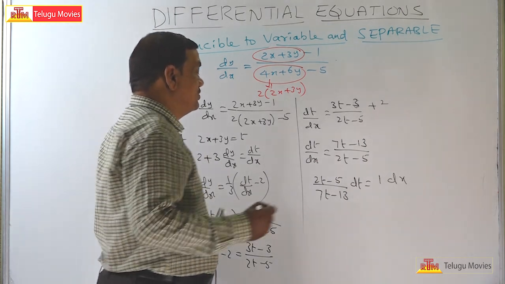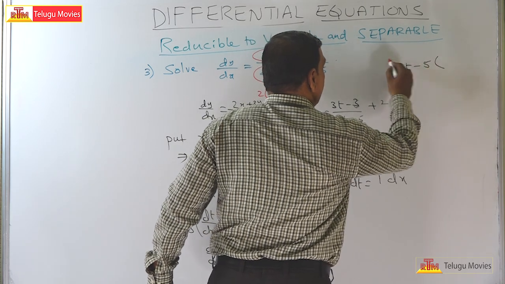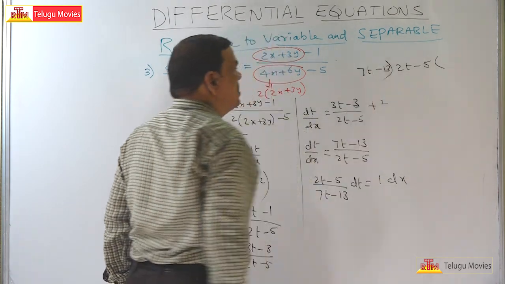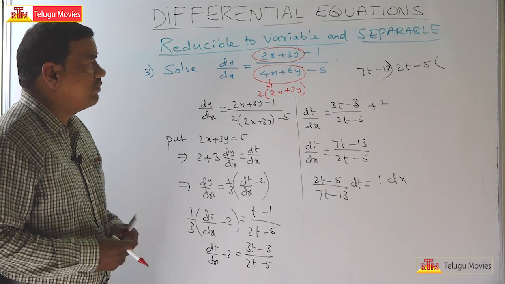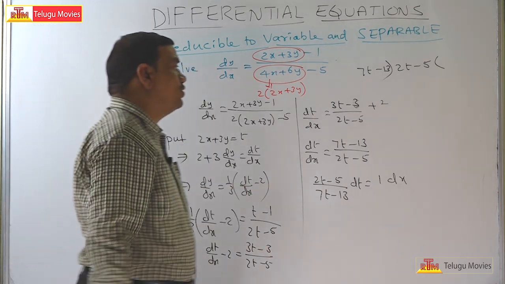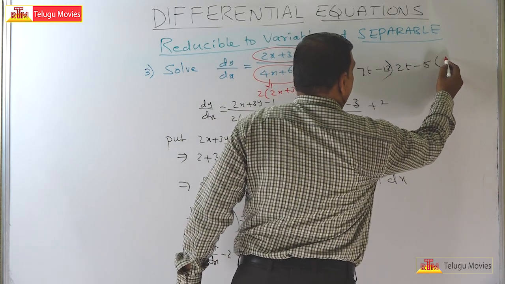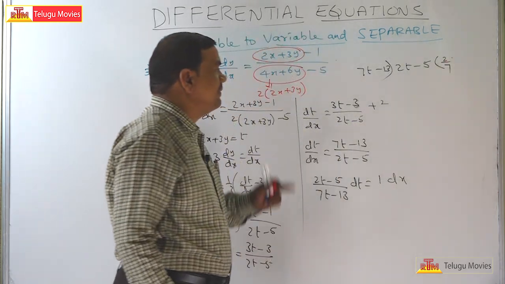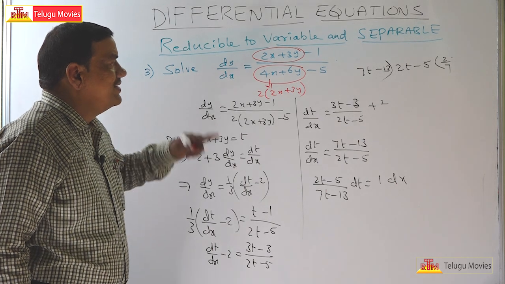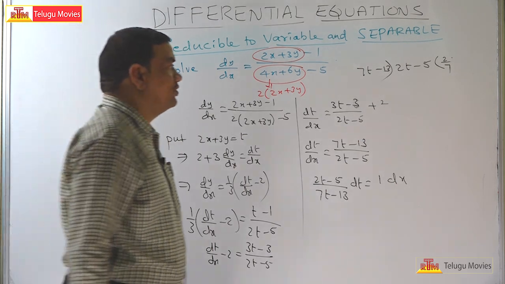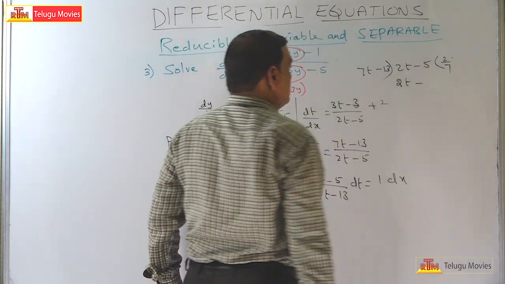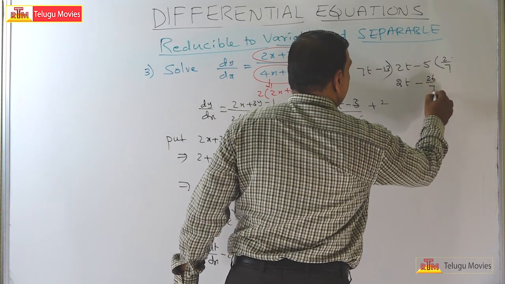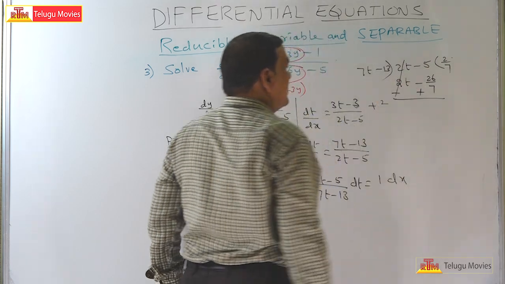How to do it: just simply divide 2t minus 5 by 7t minus 13, ordinary division. With what number do you have to multiply 7t so that you will get 2t? This is equal to 2 by 7, so 2/7 times t. If you multiply 7t into 2 by 7, how much? 7 will get cancelled, 2t. Okay, so this is equal to 2t minus 13 into 2 by 7. So 13 into 2 by 7 is how much? 26 by 7. Now, subtraction, minus plus, it will get cancelled.